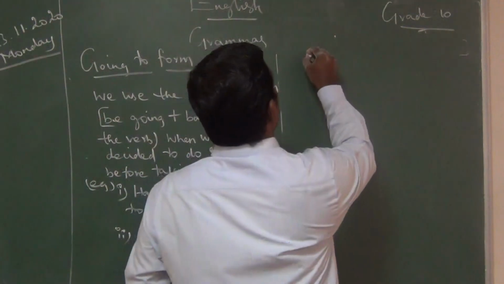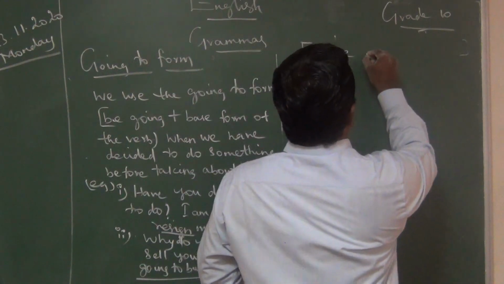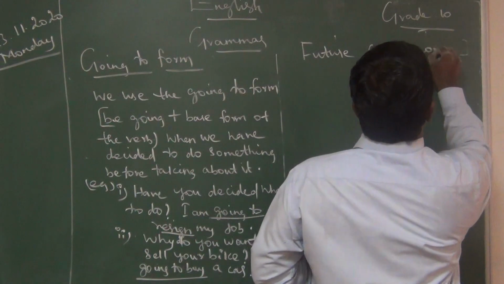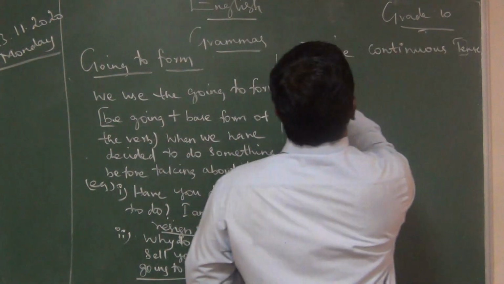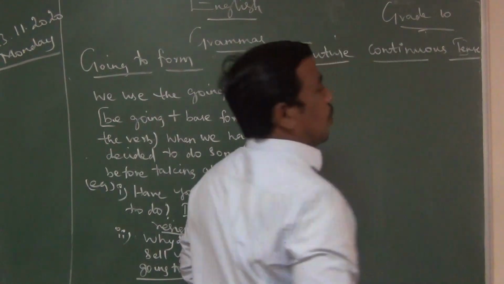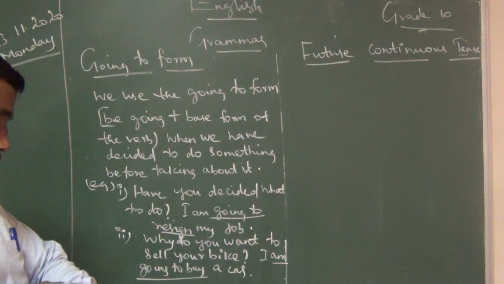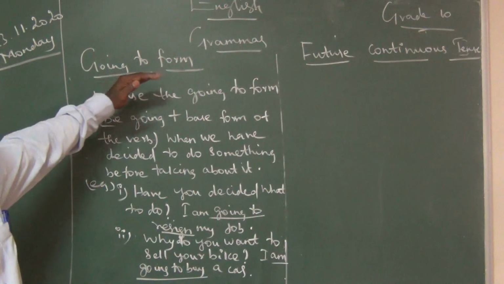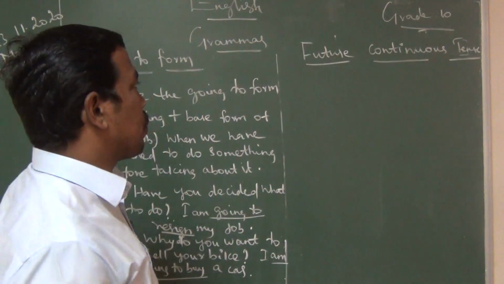Future continuous tense. Write fast. Have you completed future continuous tense? Have you completed going to form? Okay, only one rule there. For future continuous, we have two rules.